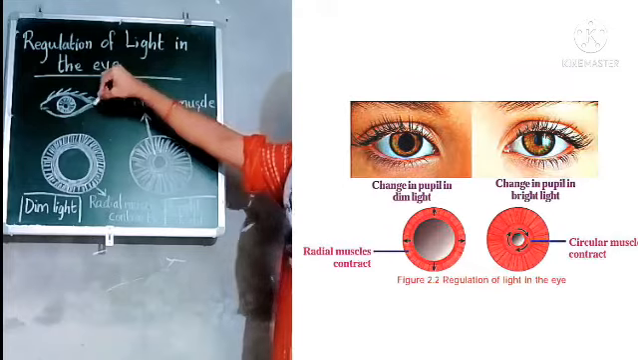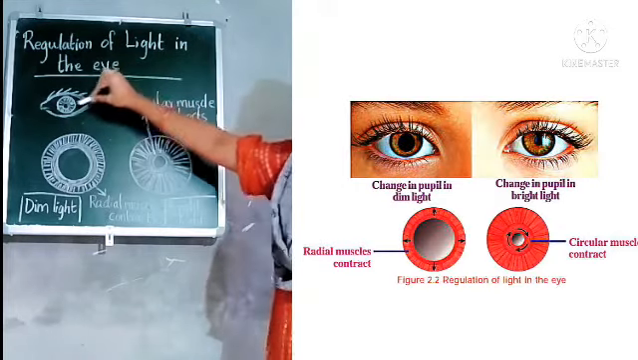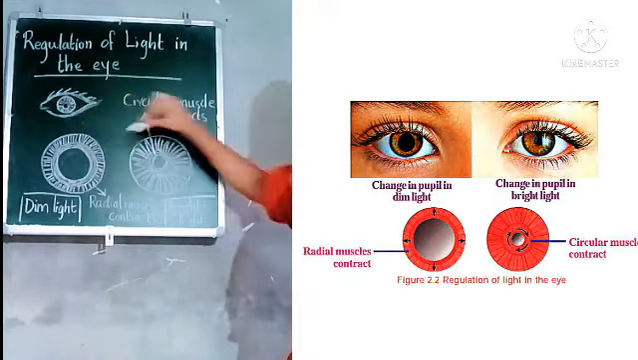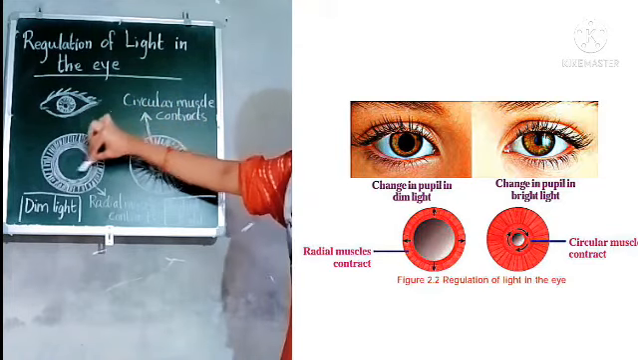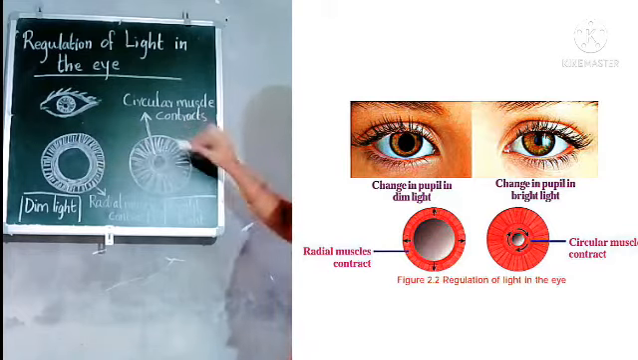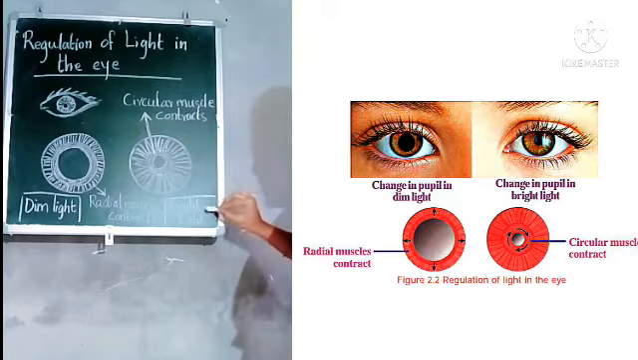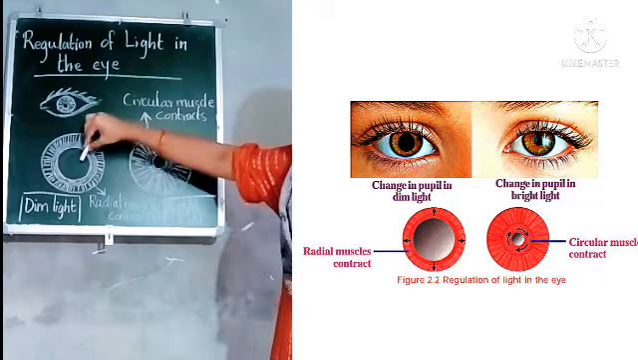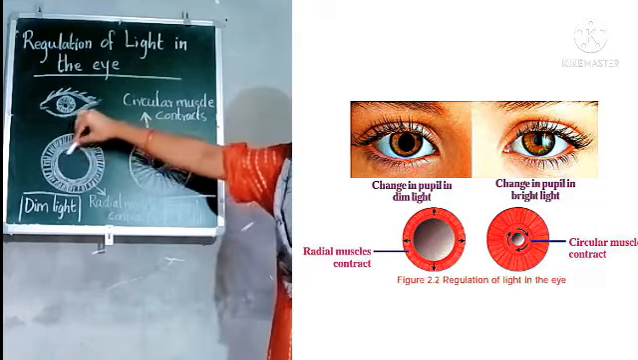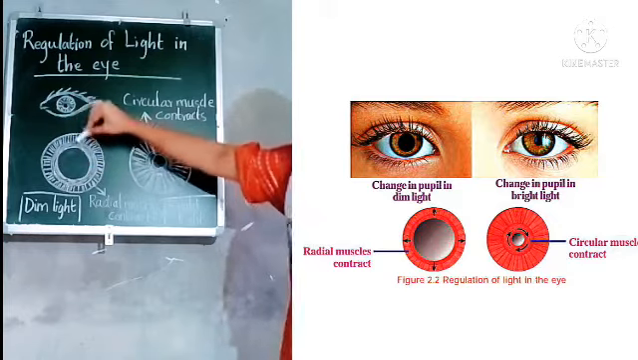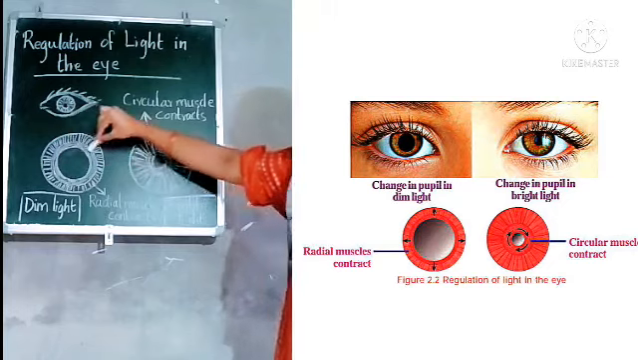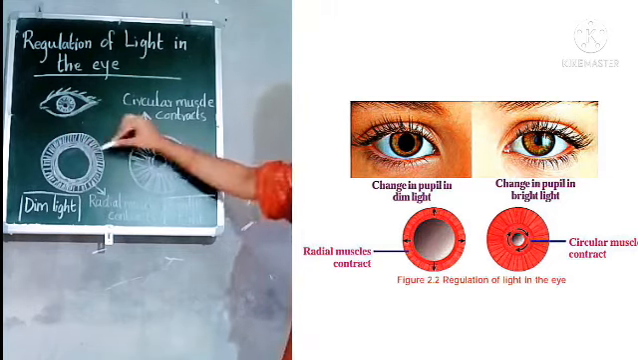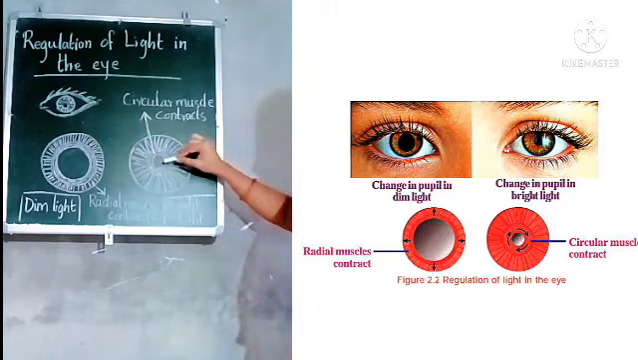So here you can see this is an eye. Then the pupil of the eye is represented here as enlarged diagrams. This is the condition of the pupil in dim light and this is the condition of the pupil in bright light. Here you can see the size of the pupil is larger. This is the pupil and these are muscles. So the size of the pupil is larger in dim light. Then here you can see in bright light the size of the pupil is smaller.